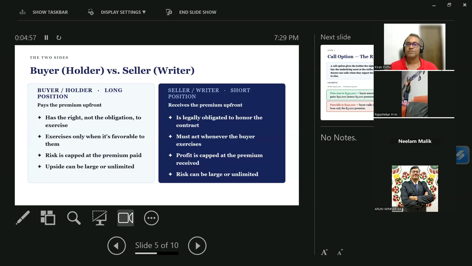Please note that I'm repeating this multiple times because without this question, there is no exam, right? The risk for an option buyer is equal to only the premium paid, nothing else. Upside can be large or unlimited.